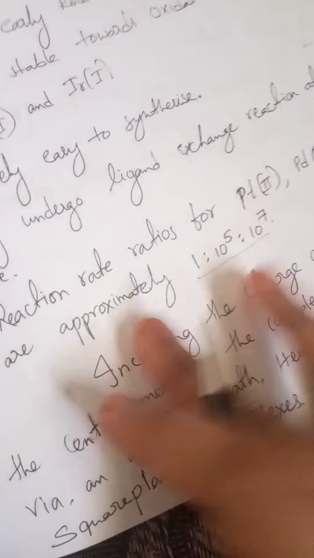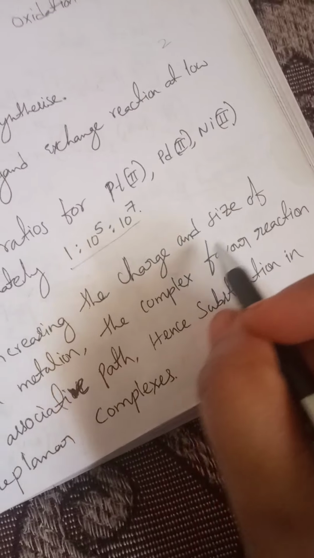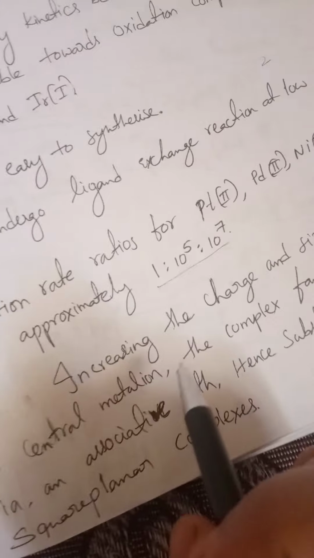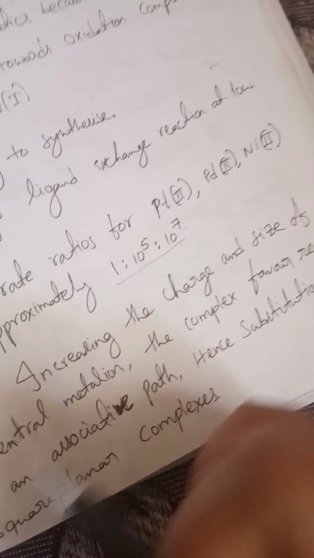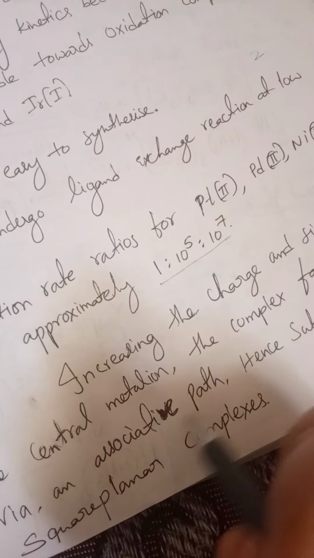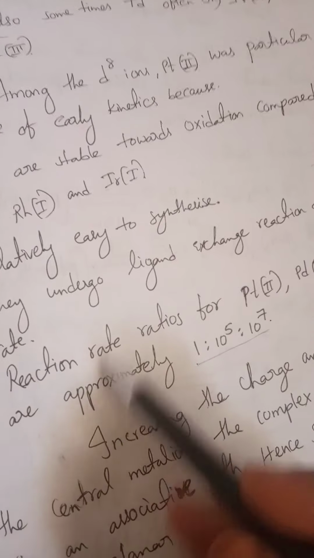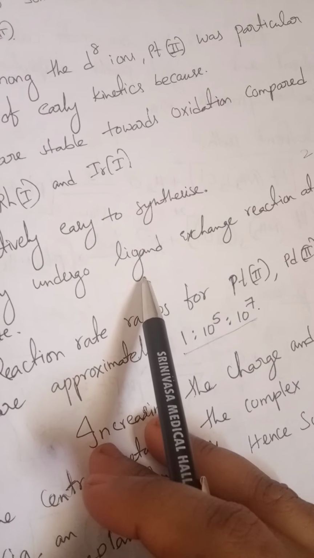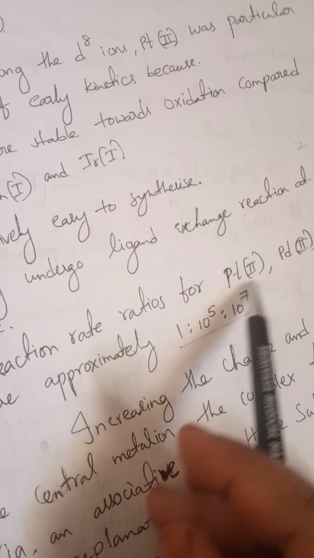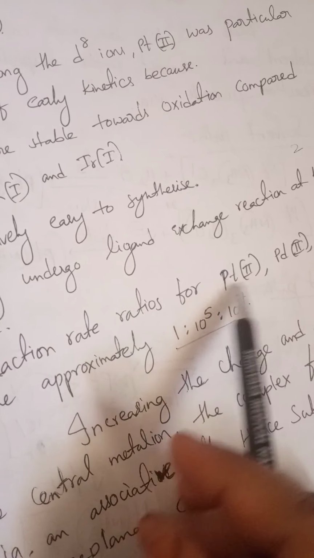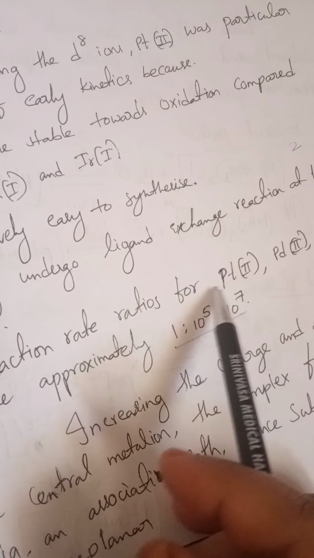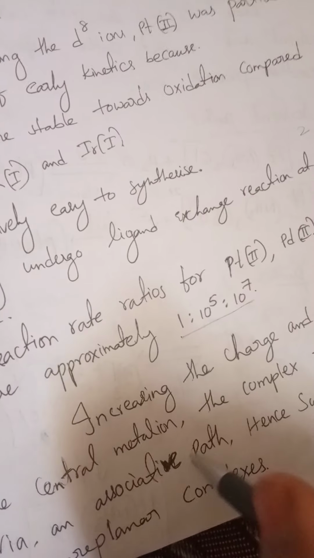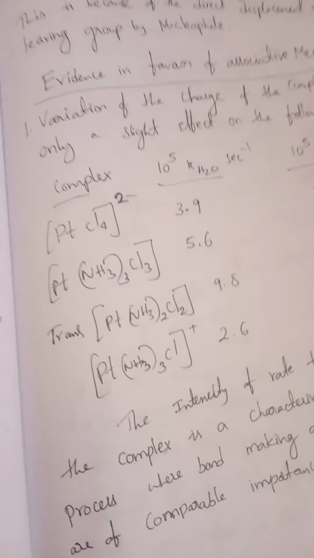Increasing the charge and size of the central metal ion, the complex favors reaction via an associative path. Hence the substitution reaction in square planar complexes. In the previous substitution reactions in octahedral complexes, cobalt(III) is well known, where the dissociation mechanism is favorable. But here platinum(II) is observed in square planar ligand substitution reactions, and again it follows the associative path. So we discuss that reaction.